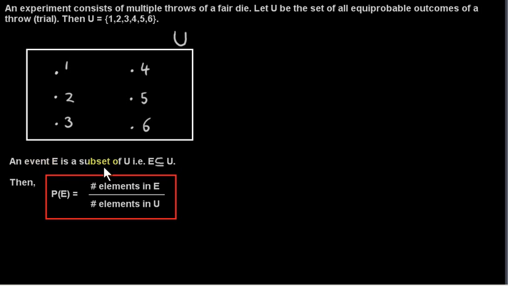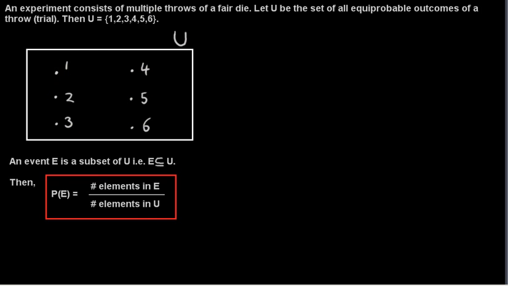An event is a subset of U. So we call our general event E. Here's the set notation for a subset. E can be a subset, or it can actually equal U. So for example, the number 1 is a subset of U. So each of these 6 equiprobable outcomes is an event. Each of them consists of just one element, and it's a subset of U.